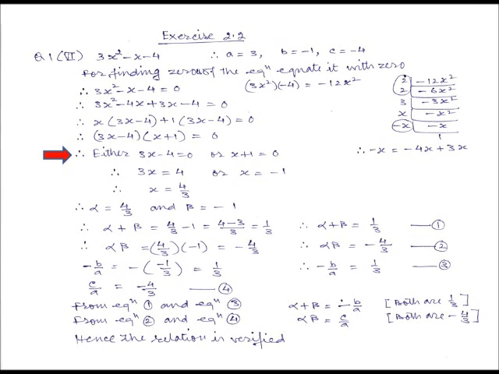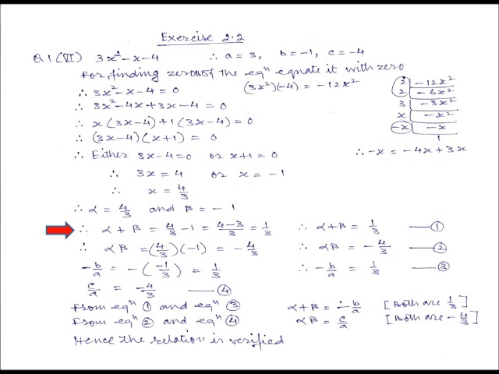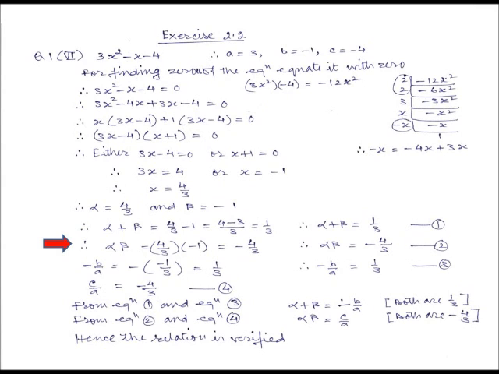Now, adding the two roots, alpha and beta, we get alpha plus beta is equal to 4 upon 3 minus 1. That comes out to be equal to 1 upon 3. Therefore, alpha plus beta is equal to 1 upon 3. This is equation number 1. Now multiplying both the roots, alpha into beta is equal to 4 upon 3 into minus 1. That comes out to be equal to minus 4 upon 3. Therefore, alpha into beta is equal to minus 4 upon 3, is the second equation.